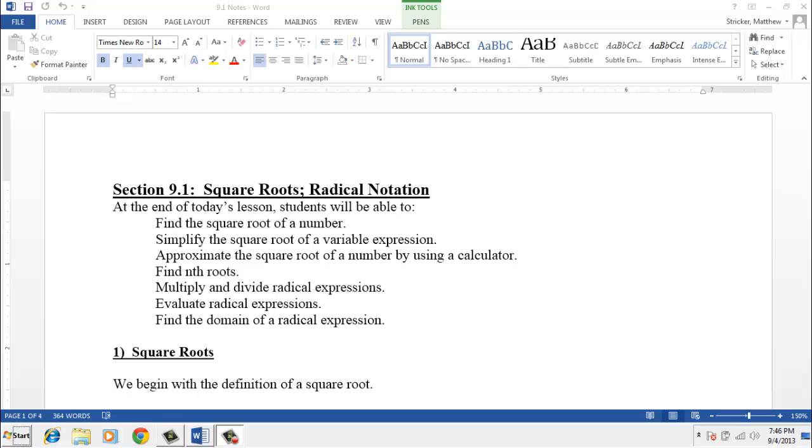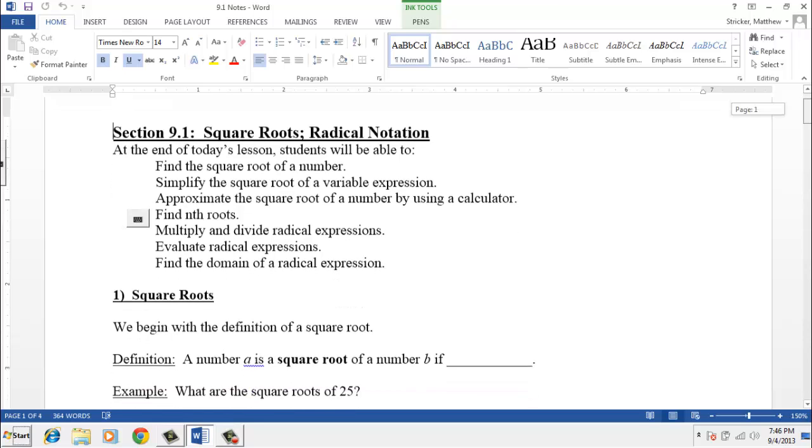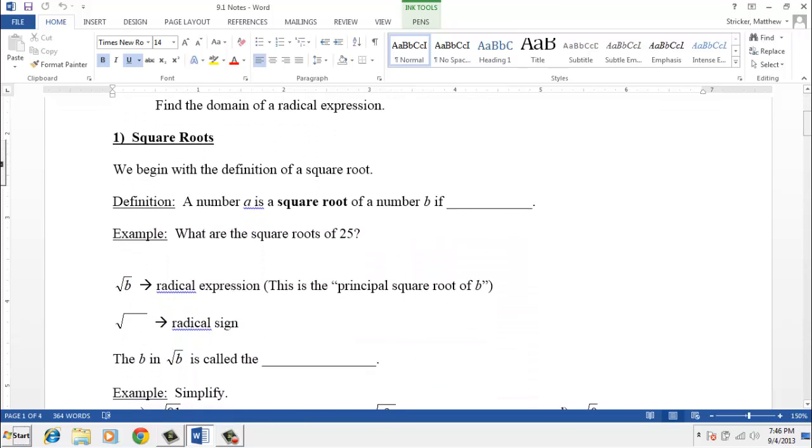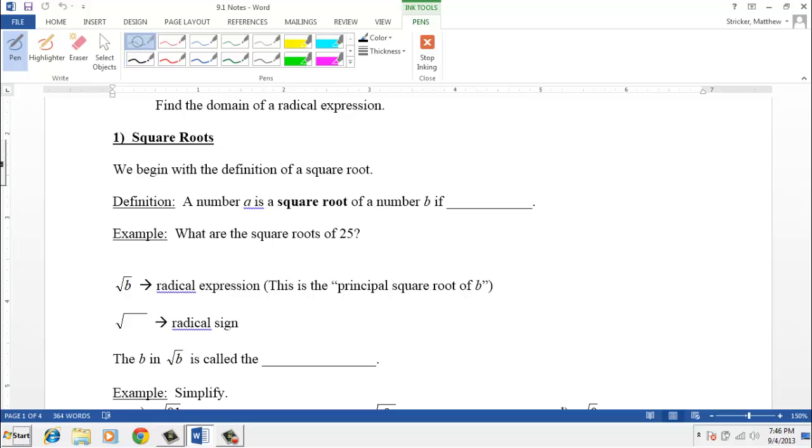So let's begin by reviewing the basics of square roots. Let's start with the definition. The basic definition of a square root is that a is the square root of a number b if b squared is equal to a. And that concept is basically what we use to figure out square roots.